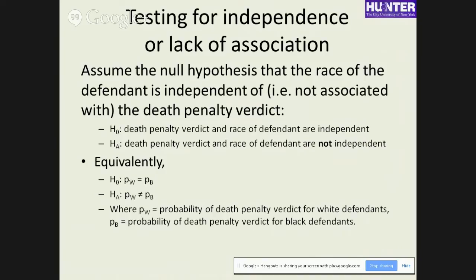So, like all the other hypothesis tests, we've got the null hypothesis, which is of no difference. So the null hypothesis is independence between these two variables, or put another way, that the probability of receiving the death penalty is the same for white and black defendants. And the alternative hypothesis is that there is a difference. So this is a little bit different, but it's the same idea as all of the other hypotheses that we've been writing.